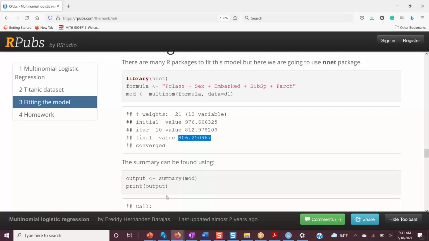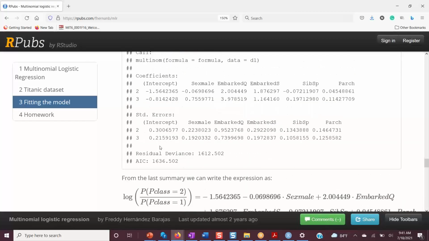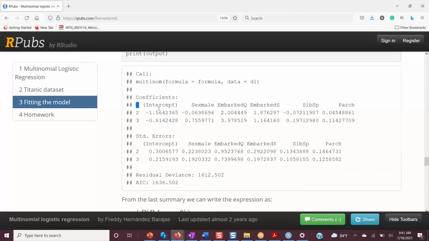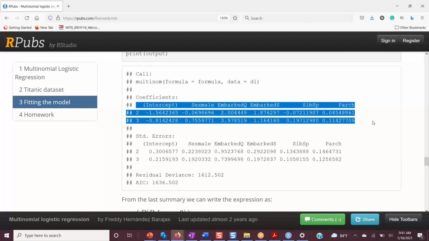The summary can be found using summary of mod. It is doing a lot of things. So in the final case, you got this output. Let's interpret this one. This is our purpose now. Is everybody good so far? Yes, sir.